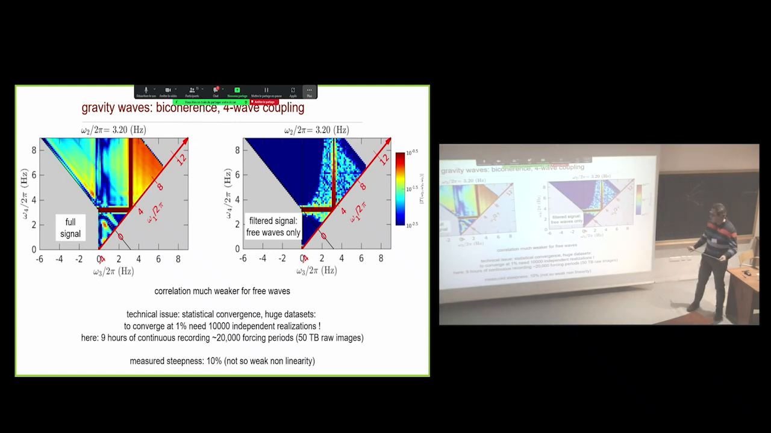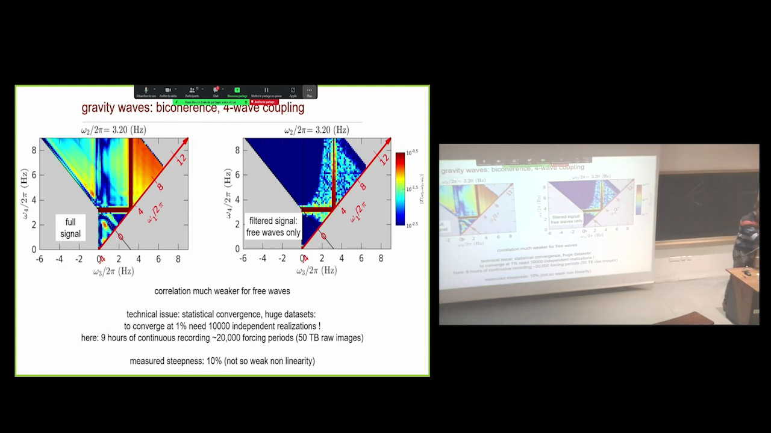If you want to converge to 1%, you need 10,000 independent realizations of your process, which is more or less what we have here. We have 20,000 forcing periods, which is quite a bit of data in terms of images. But if I want to converge at 10⁻³, then I need 100 times more data, which is 5 petabytes of images, which becomes kind of insane. It's technically feasible, but processing all of it is insane.